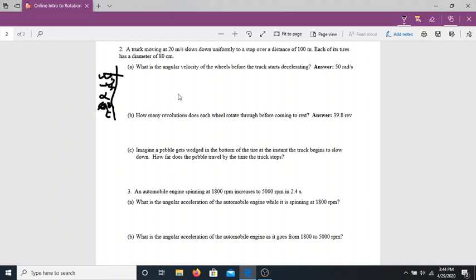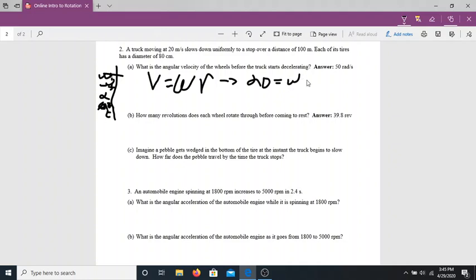And our benefit here is that we know that if this truck is moving at 20 meters per second, that means that the edge of the tire also has to be moving at 20 meters per second. Its linear velocity is 20 meters per second. So I know linear velocity and I know something about the radius of the tire. I can use my relationship between linear velocity, angular velocity, and the radius to solve for the angular velocity. And before the truck starts decelerating, its linear velocity is 20 meters per second.